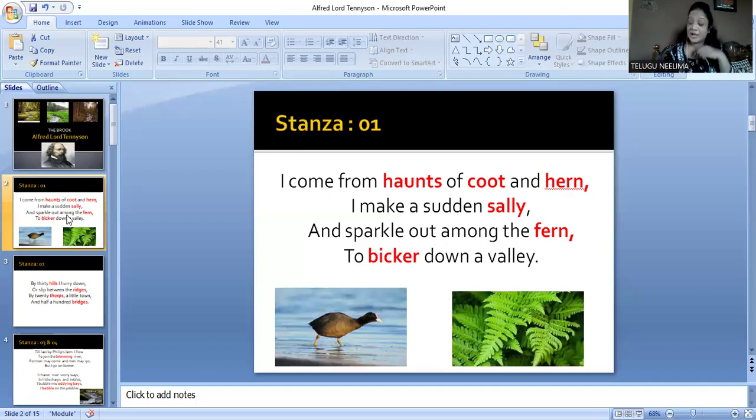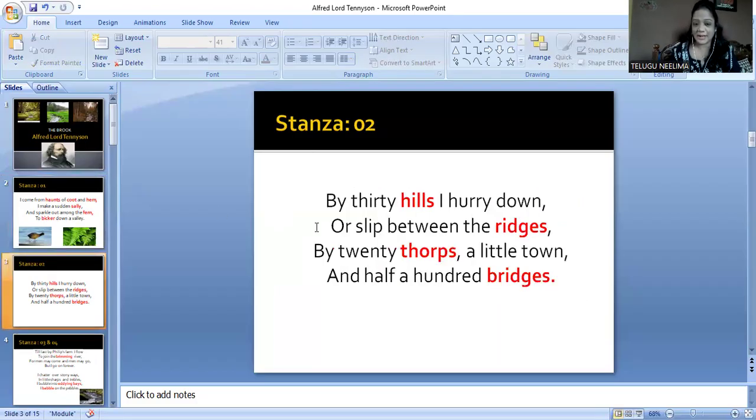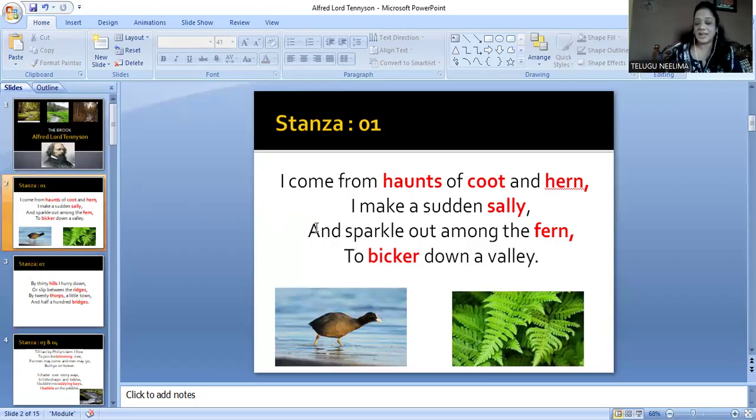It starts with, I come from haunts of coot and hern, I make a sudden sally and sparkle out among the fern, to bicker down a valley. It is clearly telling that it started its journey from the haunts of coot and hern. Here you can look at the pictures and images of these birds called hern. This is a water bird. Now the brook is telling us that it is coming from the place where coots and herns generally live.